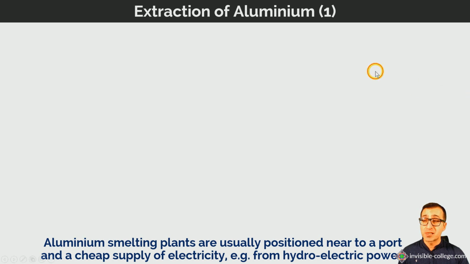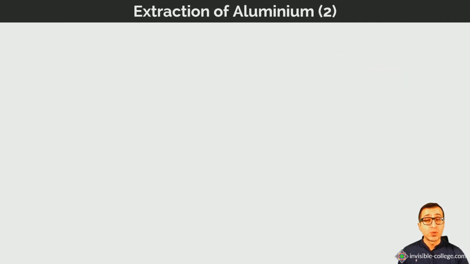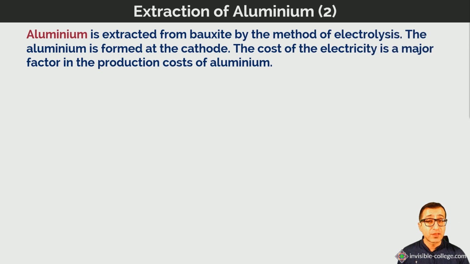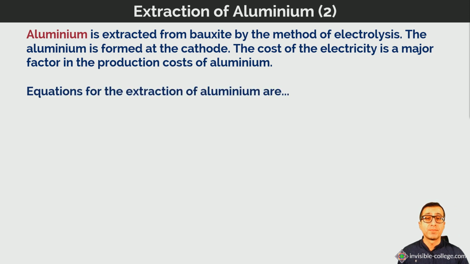So many of these aluminium smelting plants are located next to ports and also next to hydroelectric power stations, like near dams. So, aluminium is extracted from its ore, which is called bauxite. Bauxite contains a large amount of aluminium oxide. So the aluminium is formed at the cathode. So the cost of electricity is actually a major factor in the production cost of aluminium.